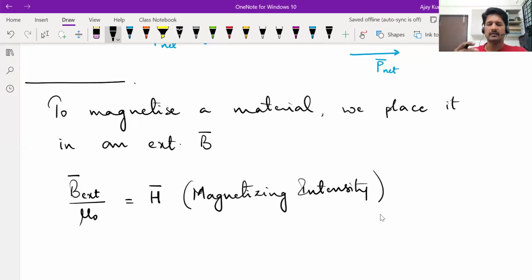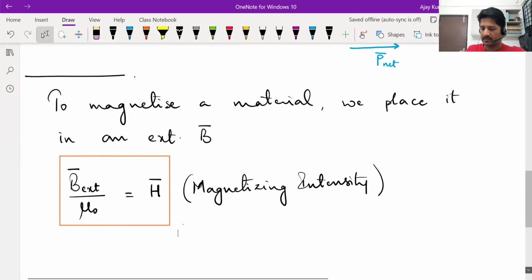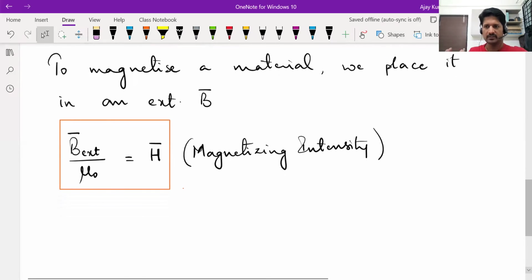Basically, it tells you how strongly we are trying to magnetize the material. It is related to the strength of the external field. You need to remember this definition, all of you. Magnetizing intensity: with what intensity we are trying to magnetize the material. Obviously this should be related to the external magnetic field that we have applied, and it's a vector quantity. It has the same direction as the external field.